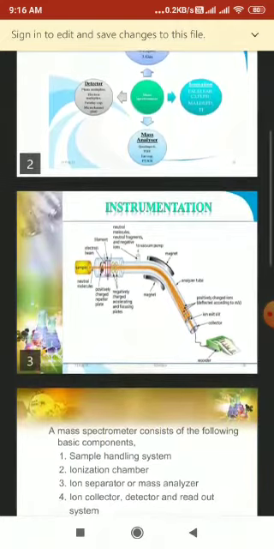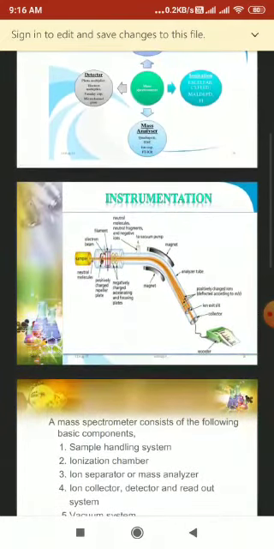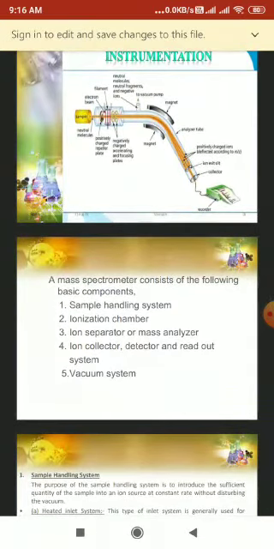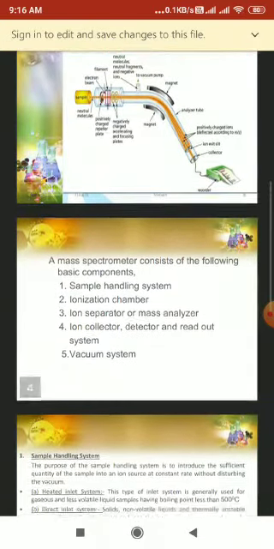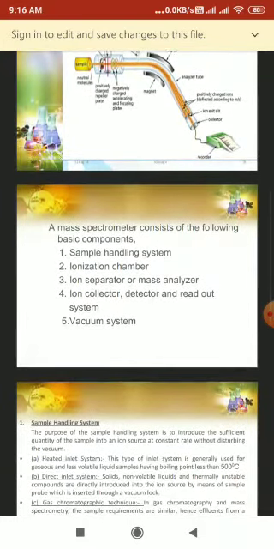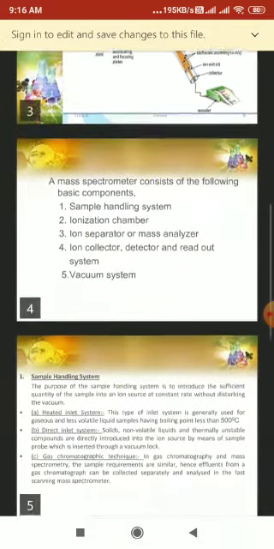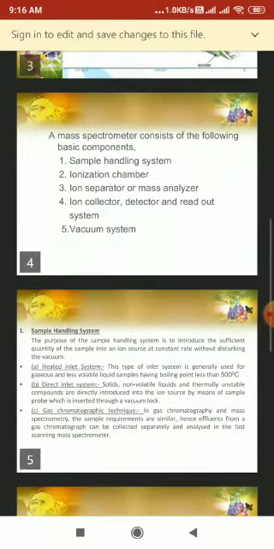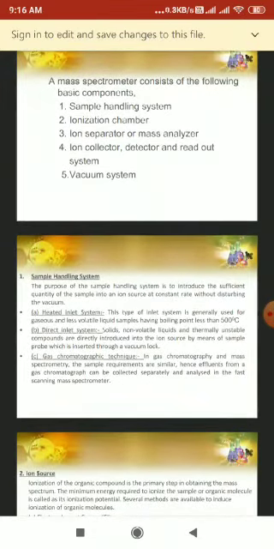So, the mass spectrometer consists of these basic components: first, sample handling system; second, ionization chamber; third, ion separator or mass analyzer; fourth, ion collector, detector and readout system; and fifth, vacuum system. Now we will look at the components one by one. The first component is the sample handling system.